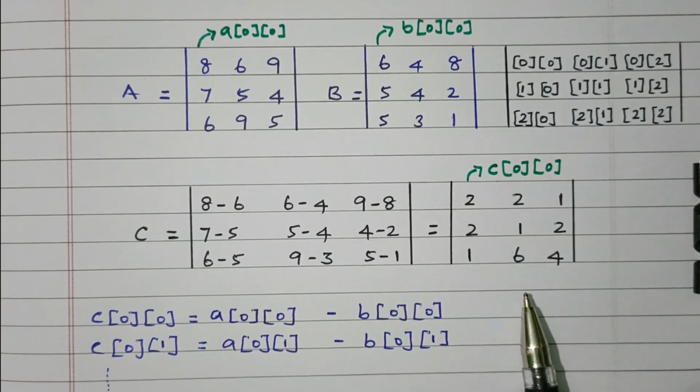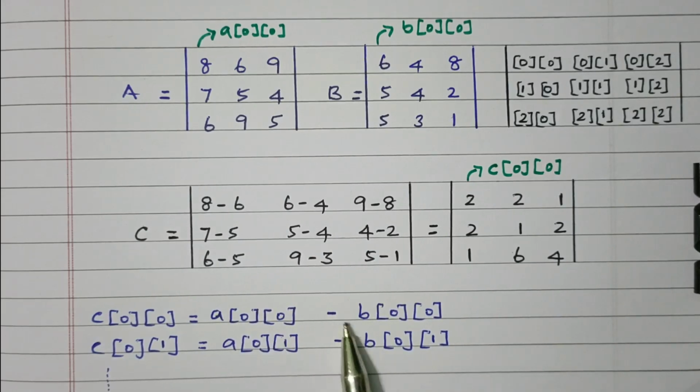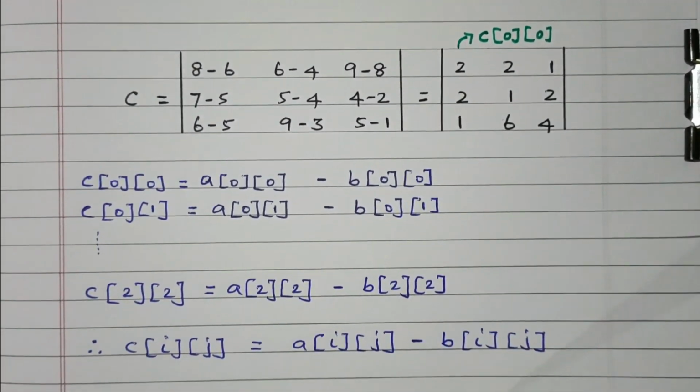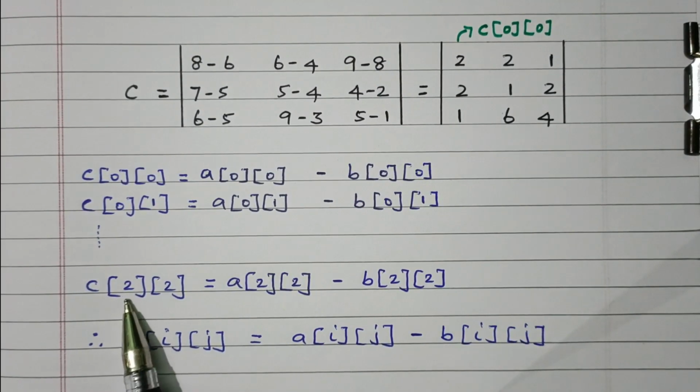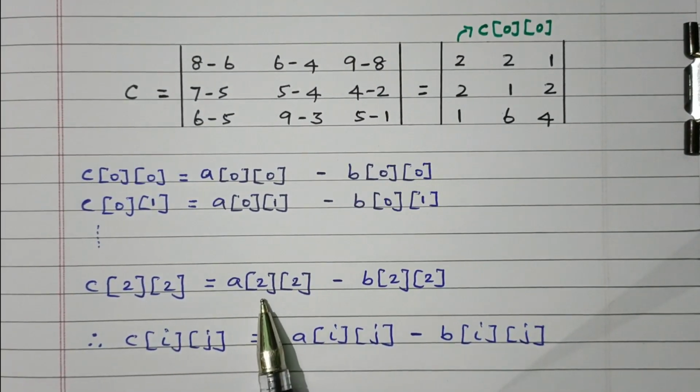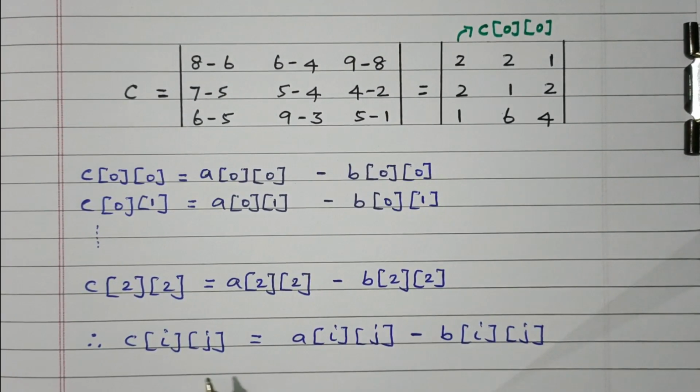So how to frame the general expression? A of 0, 0 minus B of 0, 0, and that resultant is stored in C of 0, 0. Similarly C of 0, 1 is nothing but A of 0, 1 minus B of 0, 1. Like that we can do the subtraction. Finally C of 2, 2 equals A of 2, 2 minus B of 2, 2. So this can be written as C of ij equal to A of ij minus B of ij.